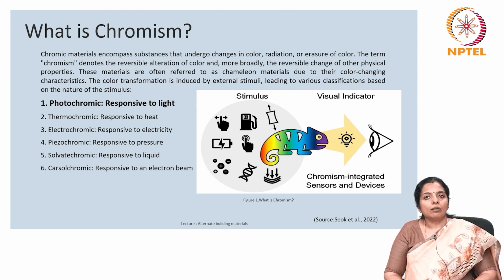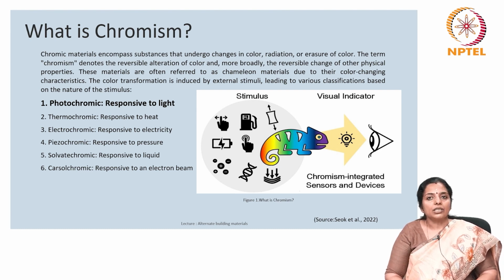Chromic materials encompass substances that undergo changes in color, radiation or erasure of color. The term chromism denotes the reversible alteration of color and, more broadly, the reversible change of other physical properties. These materials are often referred to as chameleon materials due to their color changing characteristic. The color transformation is induced by external stimuli, leading to various classifications based on the nature of the stimulus.